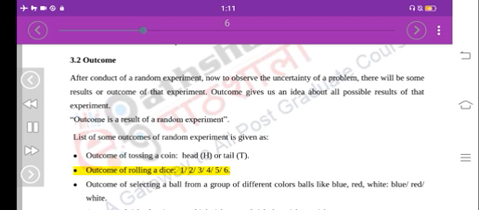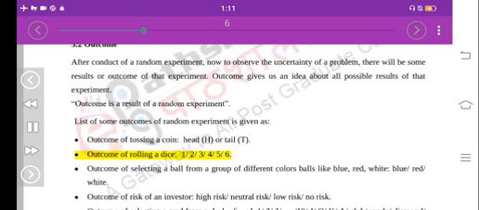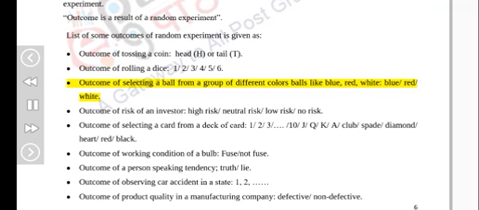Outcome of rolling a dice: 1, 2, 3, 4, 5, 6. Outcome of selecting a ball from a group of different colors: blue, red, white. Outcome of risk of an investor: high risk, neutral risk, low risk, no risk. Outcome of selecting a card from a deck of cards: 1, 2, 3, up to 10, J, Q, K, A, club, spade, diamond, heart, red, black.